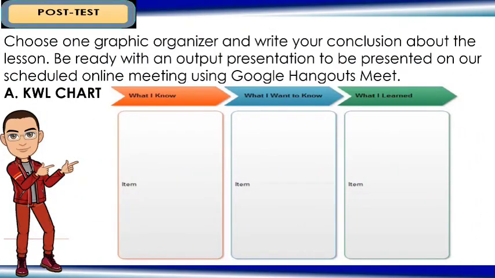Okay, we have here another activity. Choose one graphic organizer or write your conclusion about the lesson. Be ready with an output presentation to be presented on our scheduled online meeting using Google Hangout Meets. So you will use the KWL chart.